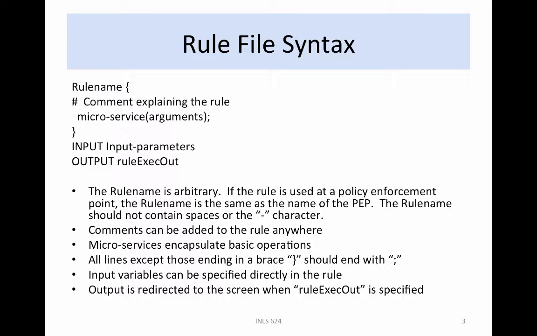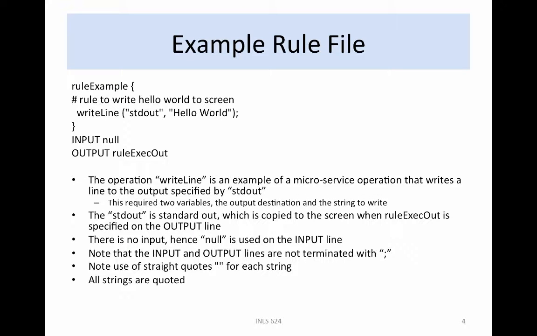After the rule, an input line specifies all of the input variables. The variables are listed on a single line separated by commas. The final line of the rule is an output line that lists the workflow variables that should be displayed. The output line must contain the string ruleExecOut for the results to be written to the screen for an interactive rule execution. An example rule is listed here.